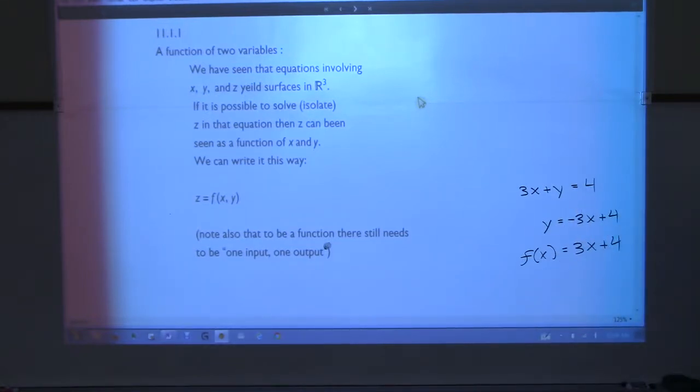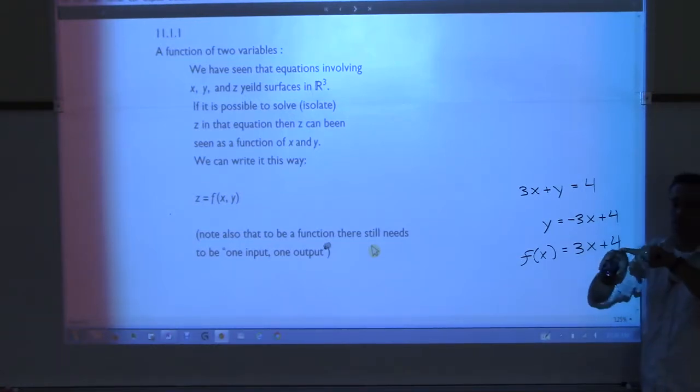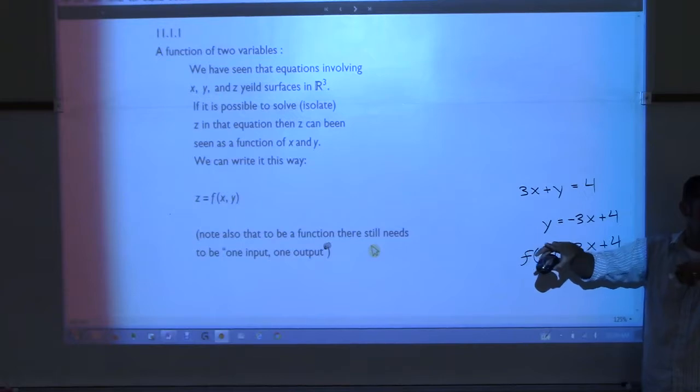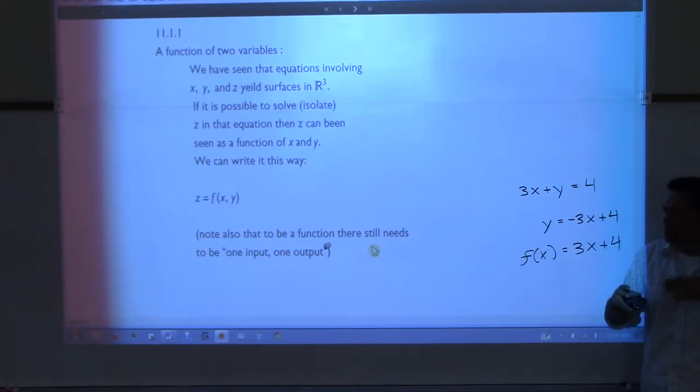Note also that to be a function, there still needs to be one input, one output. So when we use the word function, we have to pay attention to that. You cannot have one input that goes to two different places. So we still almost kind of have like a vertical line test here, but it's going to be a little different. Visually, it'll look different.